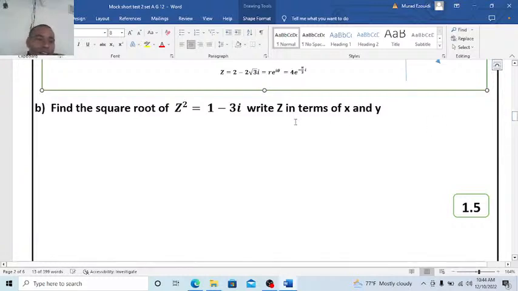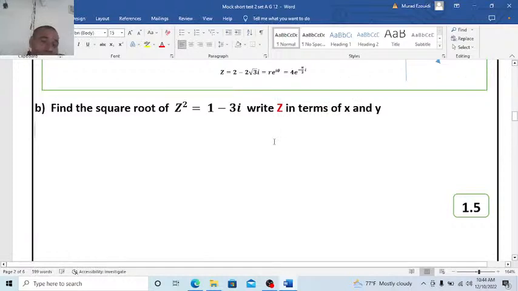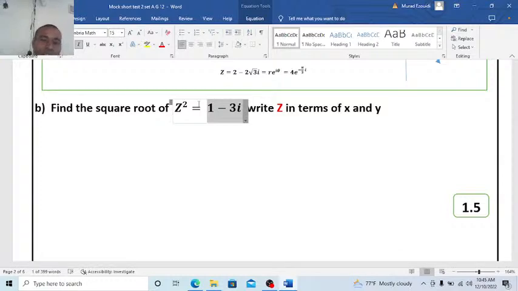So the second question is: find the square root of z squared, which is equal to 1 minus 3i. Write z in terms of x and y. Here, my learners, you have two methods to solve these questions. You can first write this in exponential form. Then you will get z squared equal r exponential i theta. To find z, just take the square root of both sides. It's the best method. But if you are going to use the second method, you let z squared.